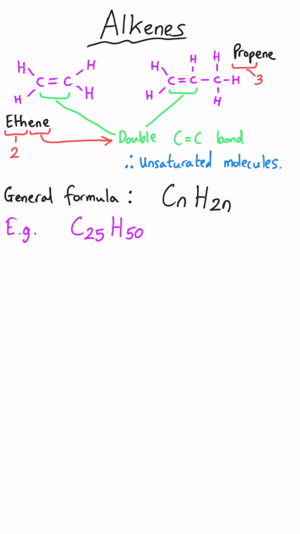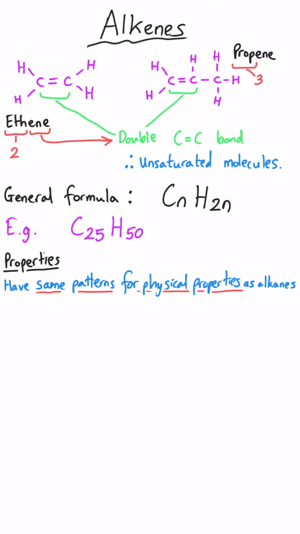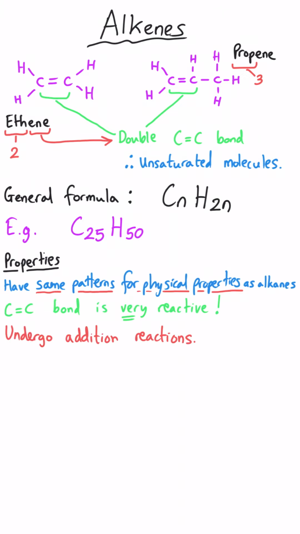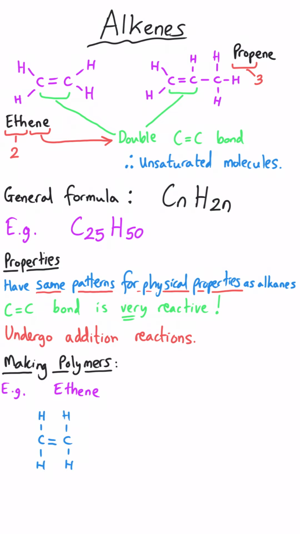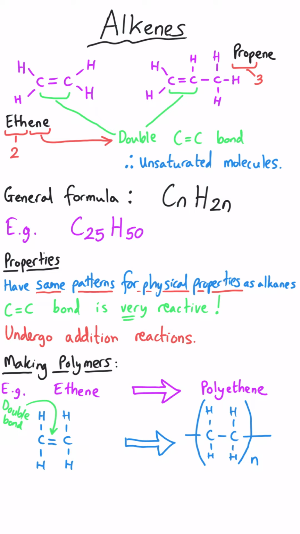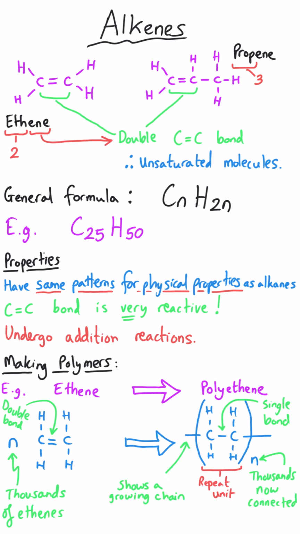Now, the presence of that double bond has huge effects on the usefulness of alkenes. They are incredibly reactive molecules. One of the things they can be used for is to make polymers. When you turn an alkene into a polymer, for instance, ethene, you make polyethene. That double bond allows a single ethene to join to thousands of other ethenes to make one long chain, and poly means many. So many ethenes are joined together to make polythene.